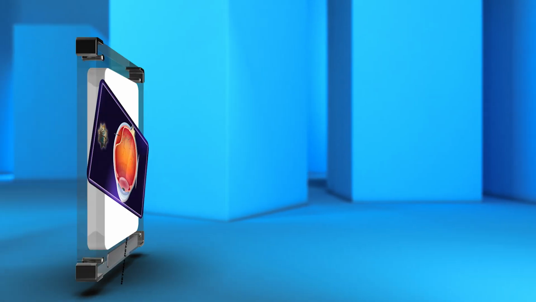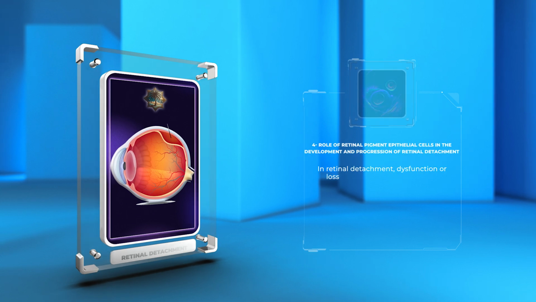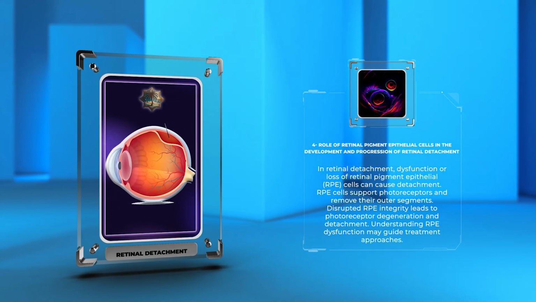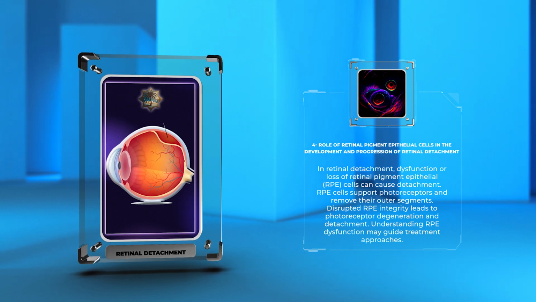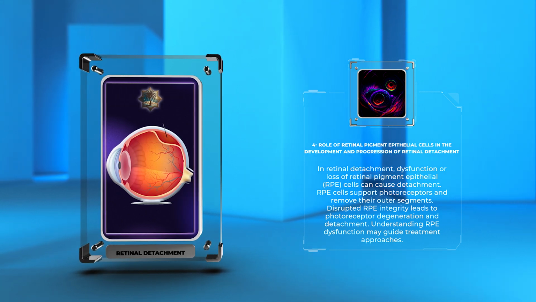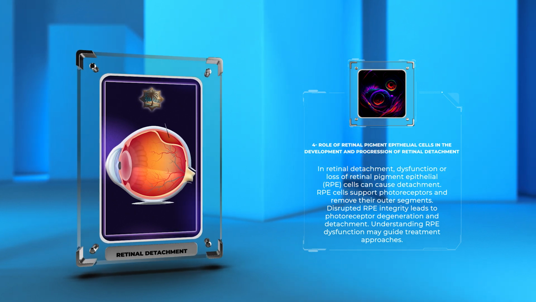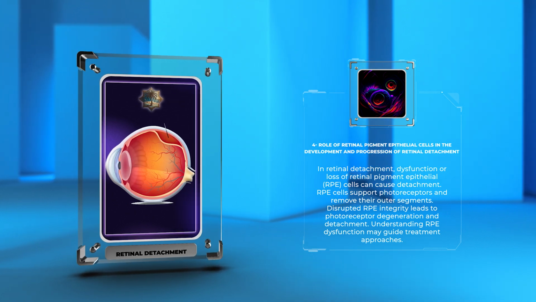In retinal detachment, dysfunction or loss of retinal pigment epithelial, RPE, cells can cause detachment. RPE cells support photoreceptors and remove their outer segments. Disrupted RPE integrity leads to photoreceptor degeneration and detachment. Understanding RPE dysfunction may guide treatment approaches.